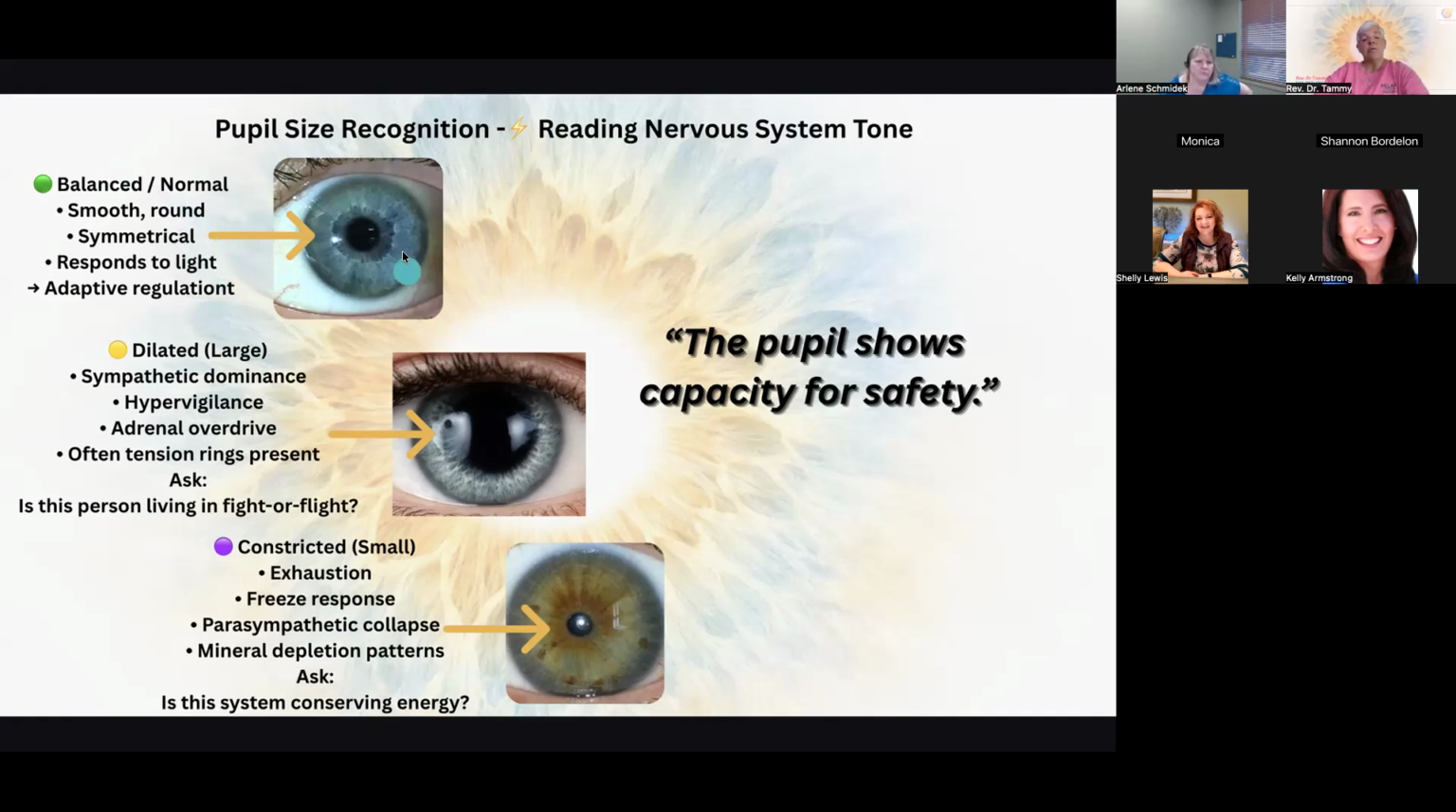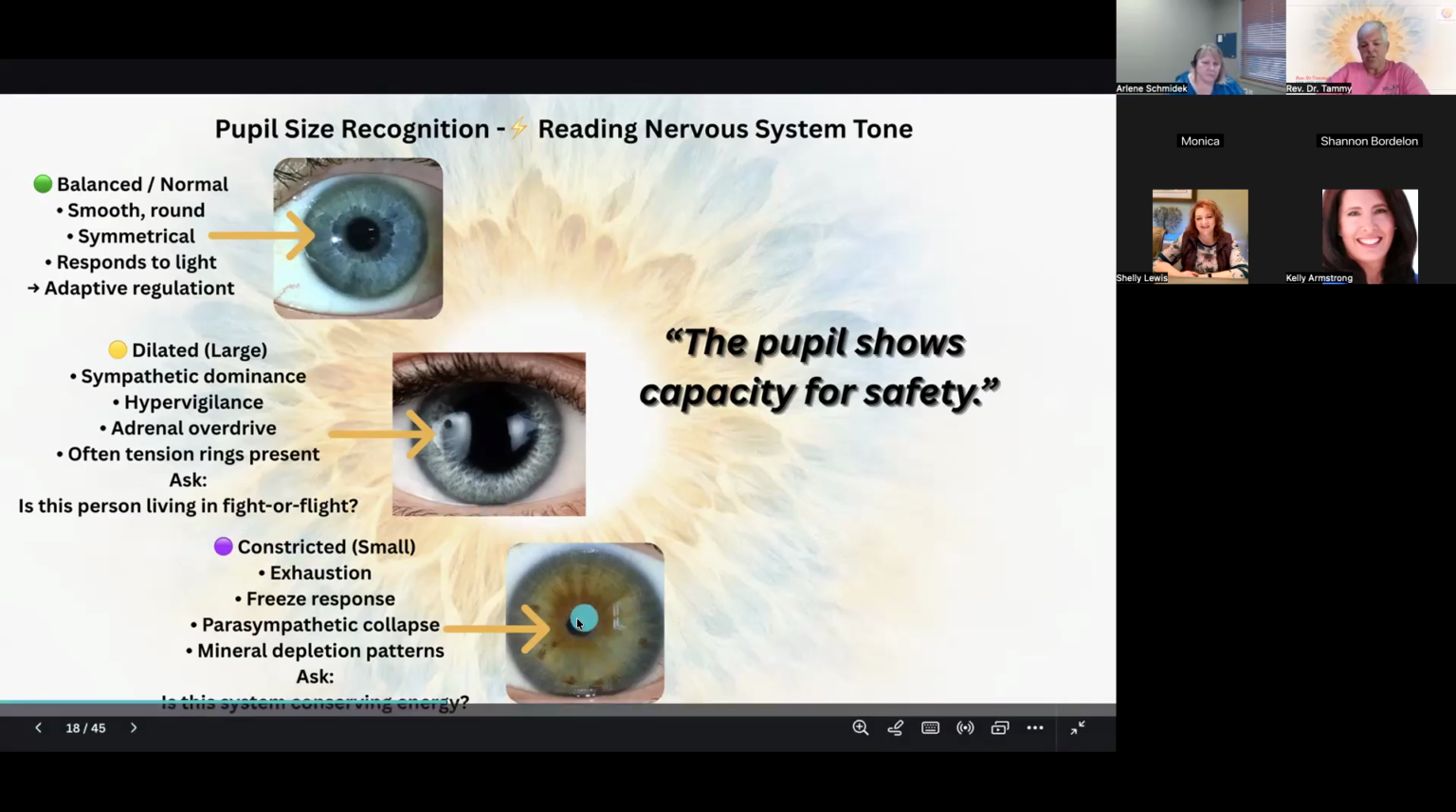Anyway, so this is a normal refracting pupil. Fine. Dilated, large, sympathetic dominance, hypervigilance, adrenal overdrive. You think that large pupils mean they're on drugs. Well, adrenal is a drug. Your adrenaline is just pumping constantly with these people, and they've got these large pupils. If you want to think drugs, think adrenaline, because that's probably what's going on with this person. Often tension rings are present. So you want to ask, is this person living in fight or flight?